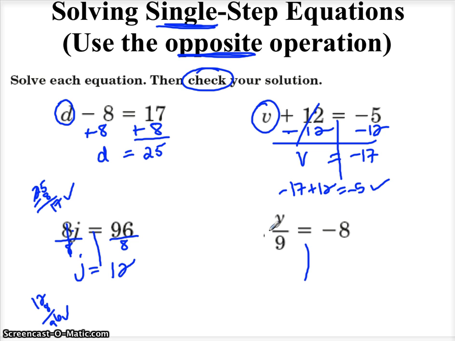Here you have y divided by 9. What's the opposite of dividing? Multiplying. So multiply both sides by 9. Here, 9 and 9 cancel, right? They go into each other. y equals negative 8 times 9 is negative 72. And then just check it. Negative 72 divided by 9, that does indeed equal negative 8. So there are your 4 different types: one to subtract, add, multiply, and divide.